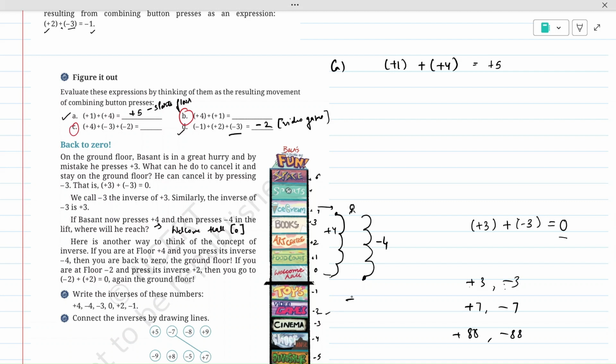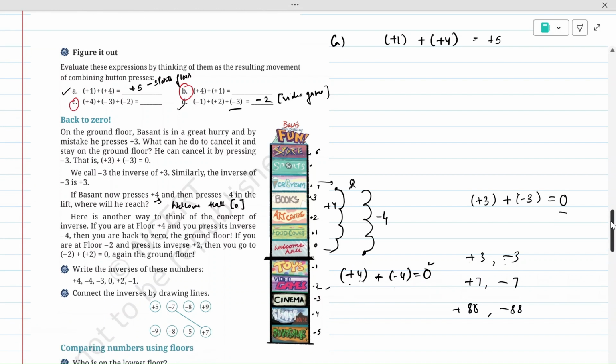Again, with plus 4, we are adding the starting movement to the other movement, and we will get 0. When we add a positive number to the negative number with the same value, we will get the answer as 0. So these are the examples.